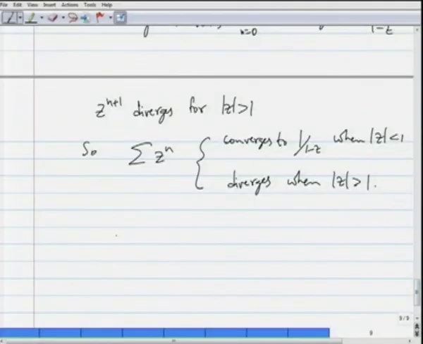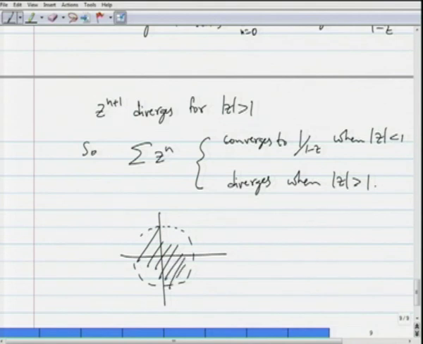So, we will not worry about its behavior at the point mod z equal to 1, i.e., on the unit circle in the complex plane, but what is important is that the geometric series behaves in the following manner. There is this unit disk, inside of which it converges, and outside of which it diverges.